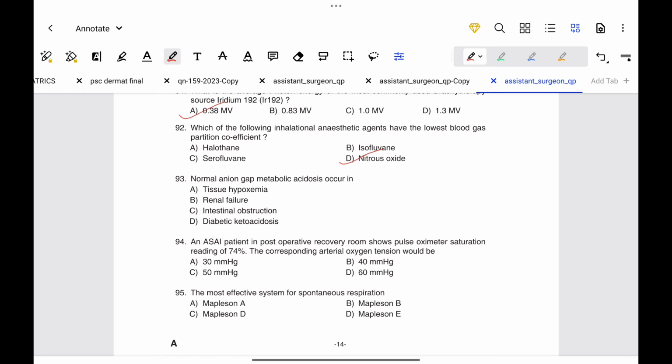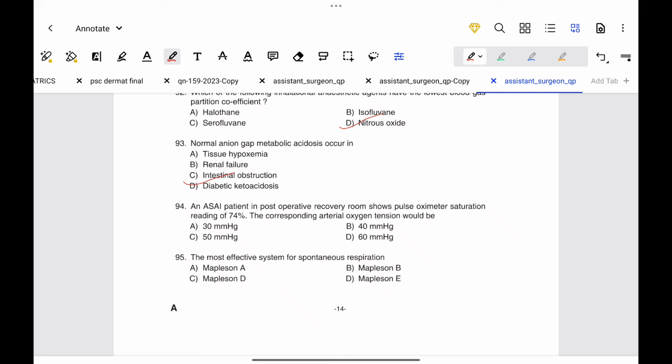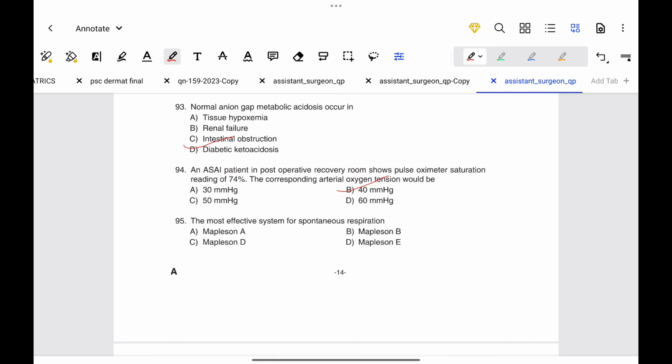So there was a question on high anion gap. Again, a normal anion gap question is also asked. I already discussed normal anion gap metabolic acidosis examples. Here the answer is option C, intestinal obstruction. Other all are high anion gap. An ASA I patient in post-operative recovery room shows pulse oximeter saturation 74%. The corresponding arterial oxygen tension should be 40 mmHg. The most effective system for spontaneous respiration is Mapleson A.